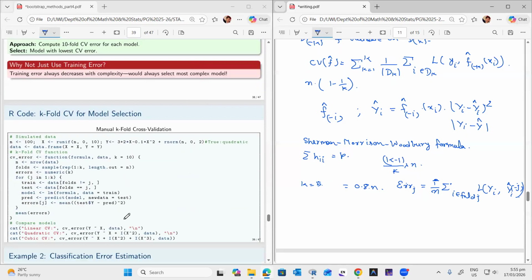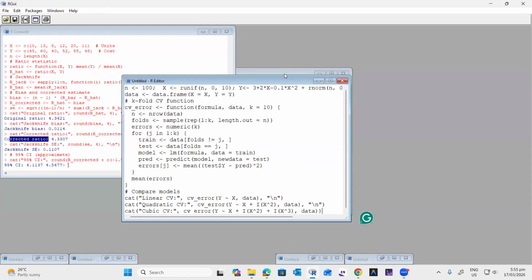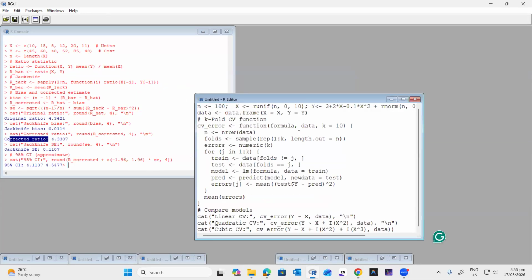So this is the R code for the k-fold selection. Okay, just give me 5 or 10 minutes, I will complete this one. In the next lecture we will go to the EM algorithm.